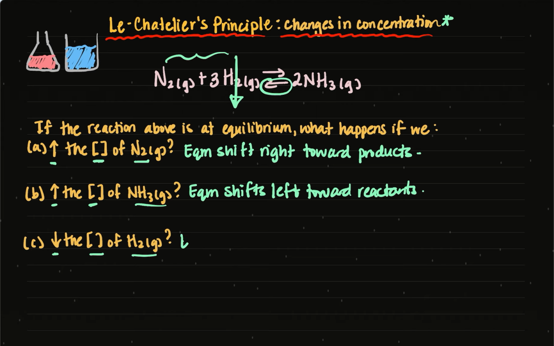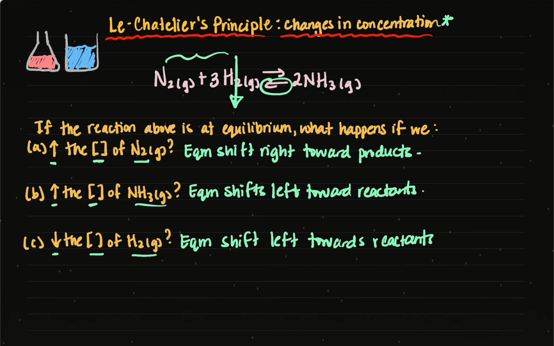So the answer here is that the equilibrium will shift to the left, again towards the reactants, because first of all, you don't have as many reactants to collide. So as a result, there will be more product collisions, which will move your equilibrium backwards.